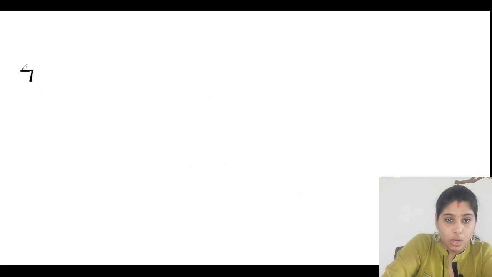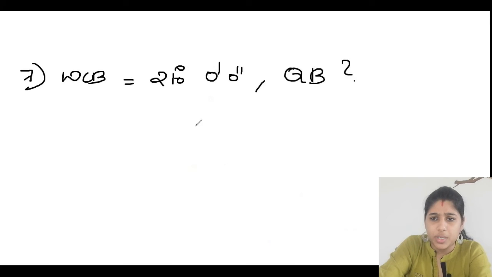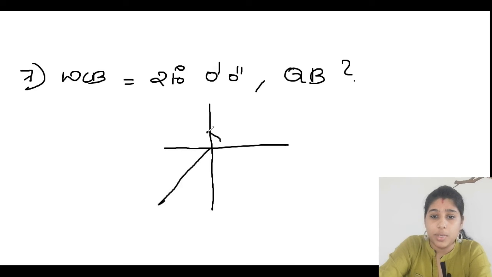Next is, if whole circle bearing of a line is 210 degree 0 minute 0 second, what is the value in quadrantal bearing? That means you have to convert the whole circle bearing into quadrantal bearing. 210 means from here to here 90, 180, and 210 will be in between this. So this total will be 210 degree.